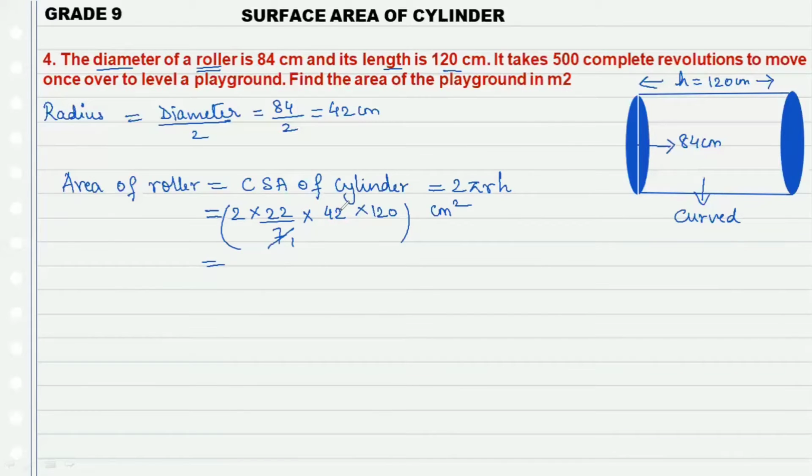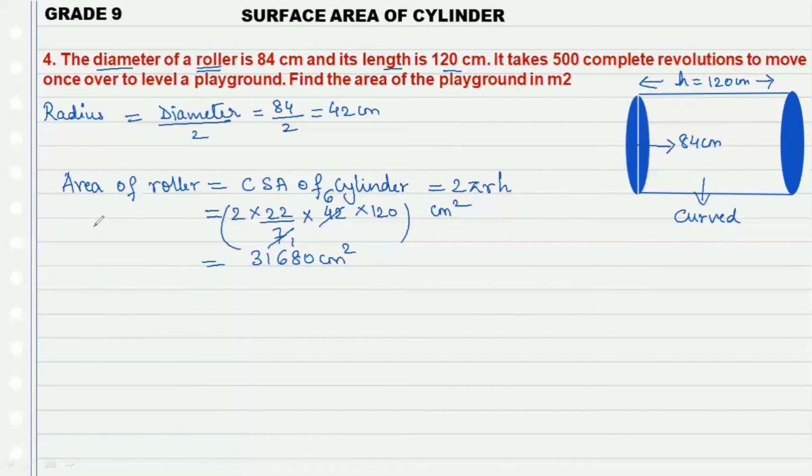Okay, now just solving this out. 7 ones are 7, 7 sixes are 42. Okay, multiplying 2 into 22, 2 sixes are 12. 22 करेंगे multiply by 120. You will get the answer as 31680 centimeter square. Okay, this is the area of the roller. That is the curved surface area of the roller which is in contact with the ground when rolling, right?